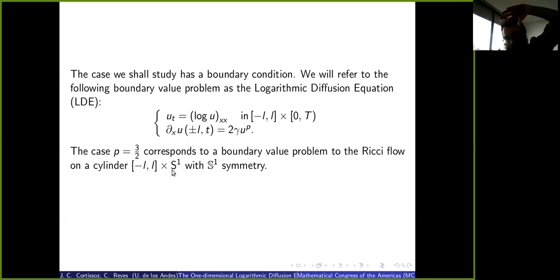And as I said before, with certain symmetry. And gamma, this gamma here, is equal to the geodesic curvature of the boundary circles of that cylinder. That's the meaning of this gamma over here, okay? Here I'm gonna make it a constant, but in principle it could be a function of x and t as well.